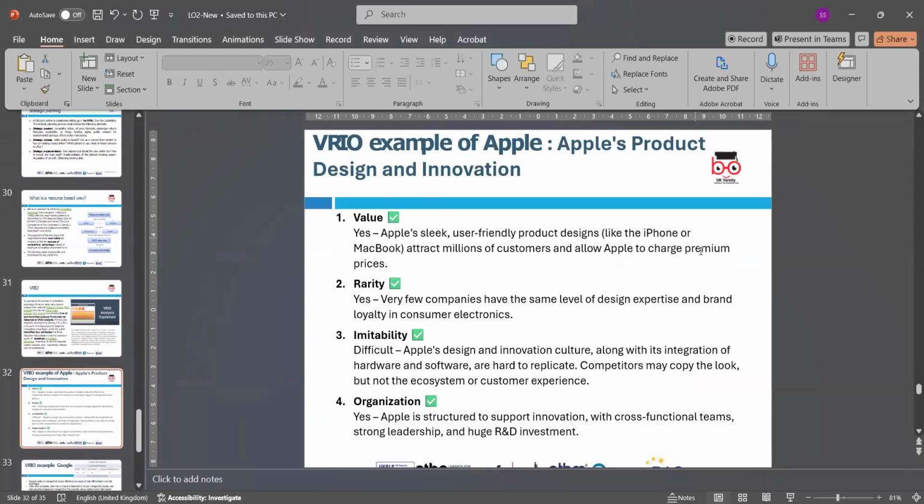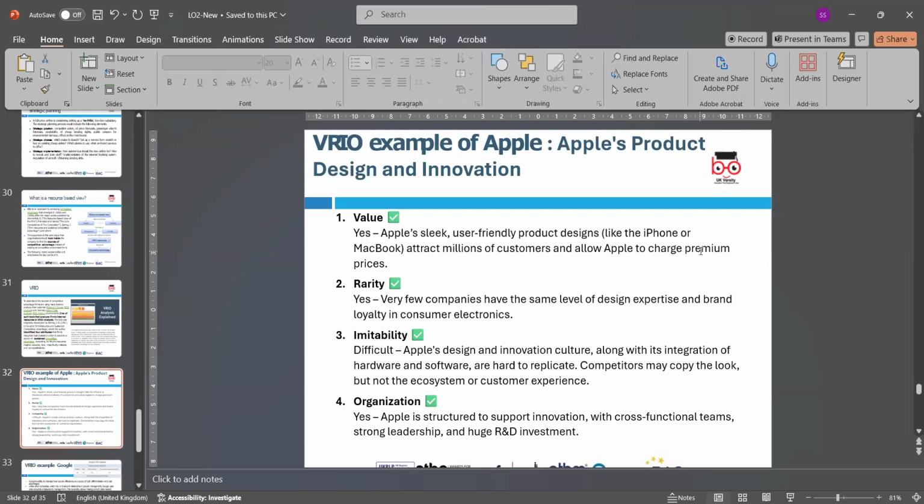So we can take the example of Apple phone. Value. Are they producing the value for the customer? Yes. Apple are producing user-friendly products and very sleek designs, which is attracting millions of customers. And that's why they are charging the premium price for them.